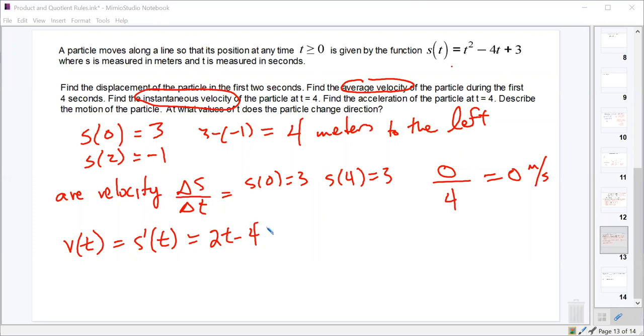All right, perfect. Okay, so our derivative of s prime, which is v, should be 2t minus 4, which will be evaluated at t equals 4, which gives us what? Hopefully 4 meters per second.